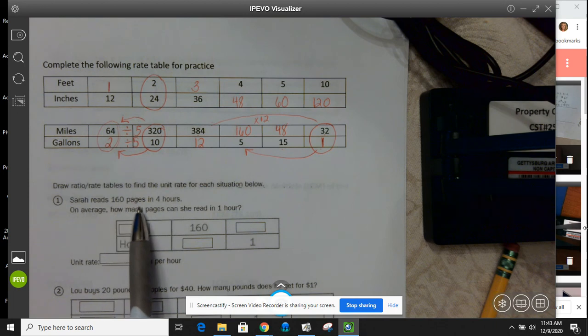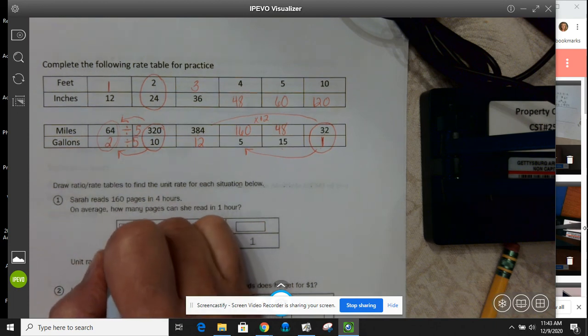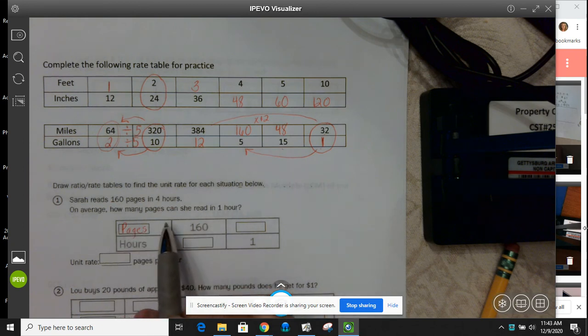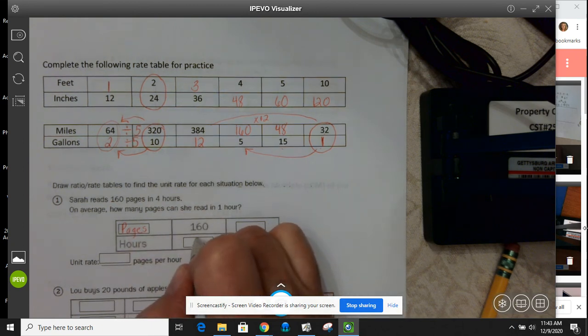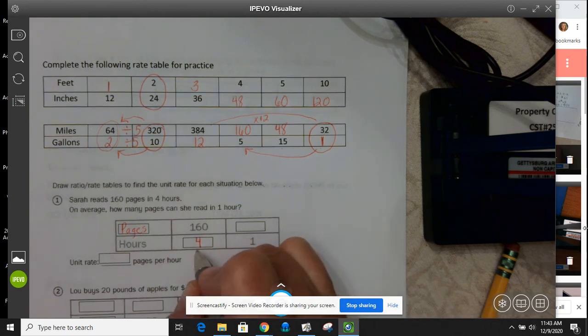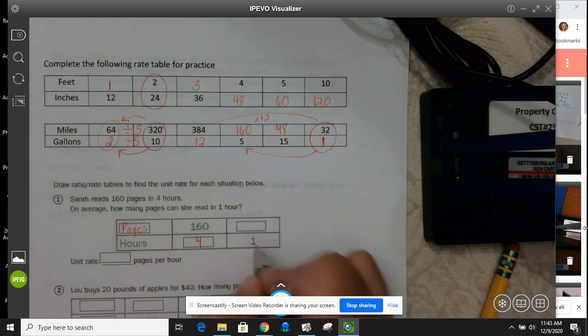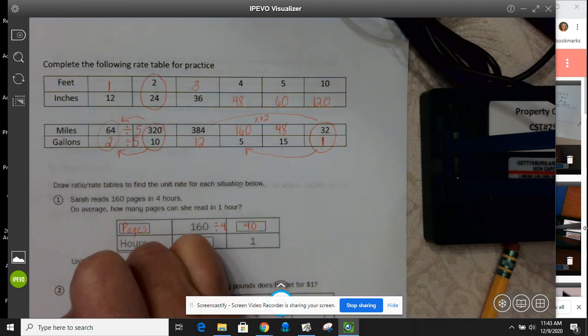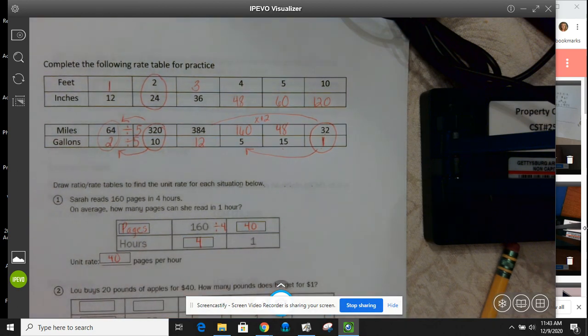Sarah reads 160 pages in 4 hours. So I know I'm comparing pages to hours. On average, how many pages can she read in 1 hour? Well, we know it's 160 and 4. 4 divided by 4 is 1. 160 divided by 4 is 40. So my answer is going to be 40 pages per hour.